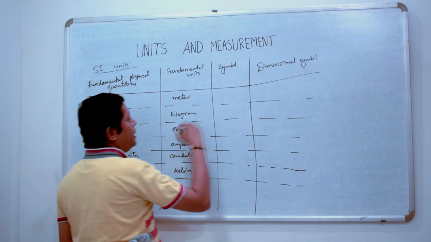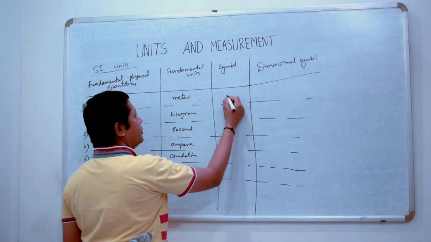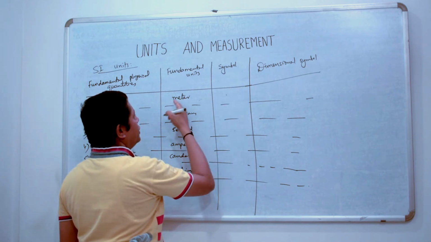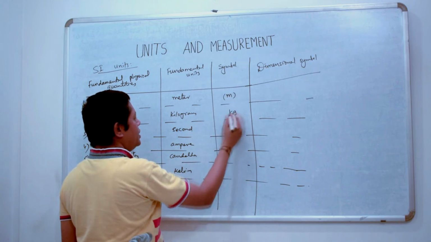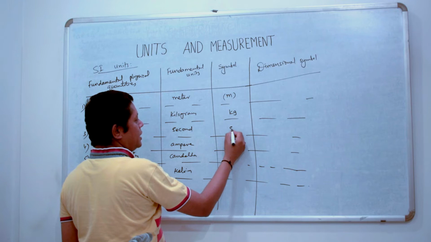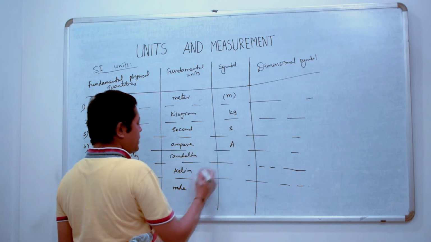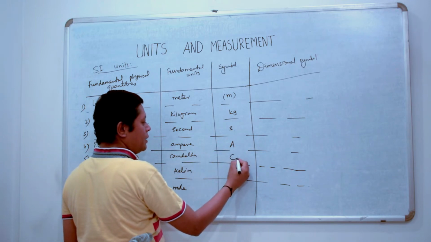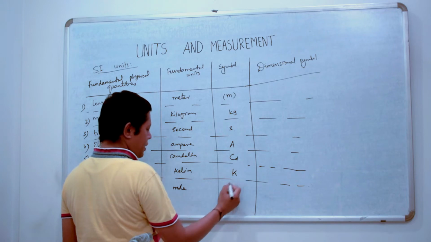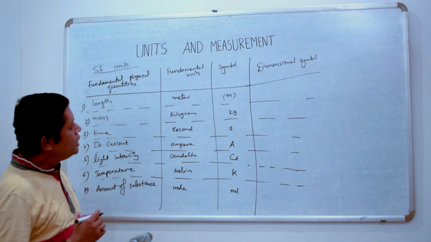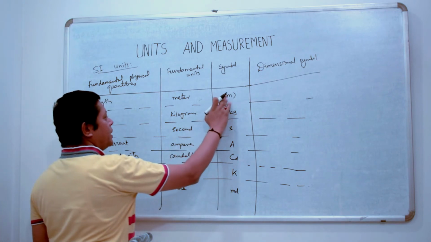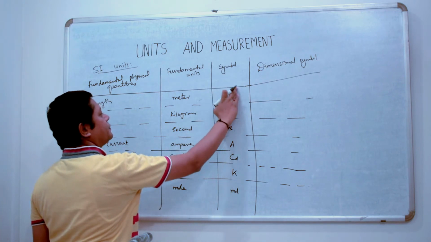For these fundamental units, there are symbols also. Length has the unit meter, with symbol m; kilogram is kg; second is s; ampere is represented by symbol A; candela is cd; Kelvin is K; mole is mol. So these are the symbols for these fundamental physical quantities.